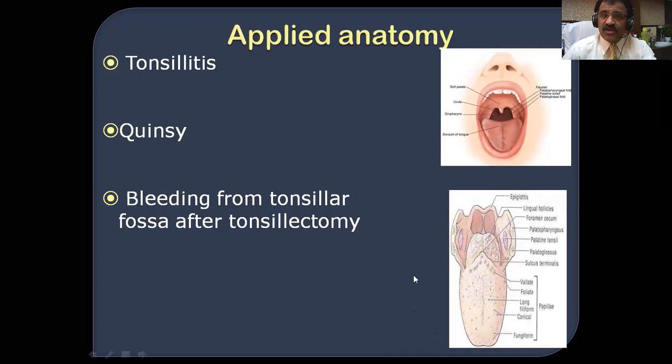And applied anatomy of the palatine tonsil is tonsillitis, commonly called tonsillitis. And if this gets highly infected, with pus formation in the tonsils, it gives rise to quinsy. Quinsy is another condition. Bleeding from the tonsillar fossa after tonsillectomy is quite common. Tonsillectomy means operation करून tonsil बाहेर काढणे.